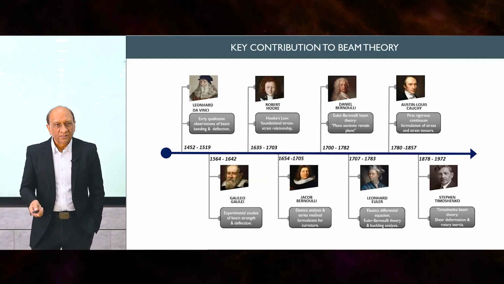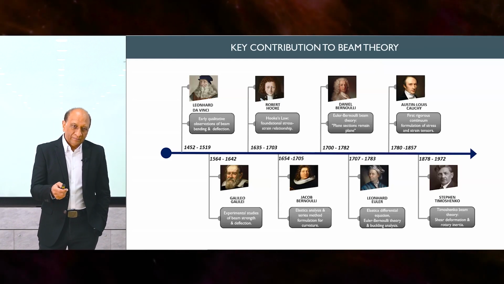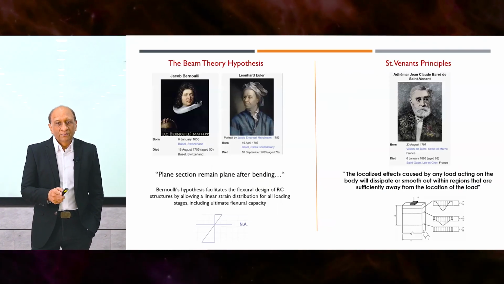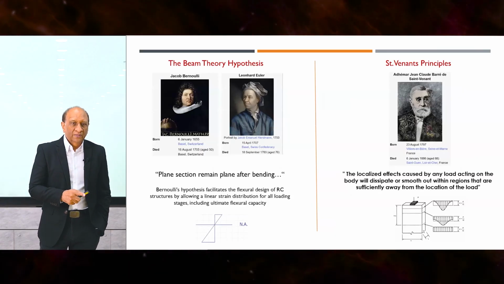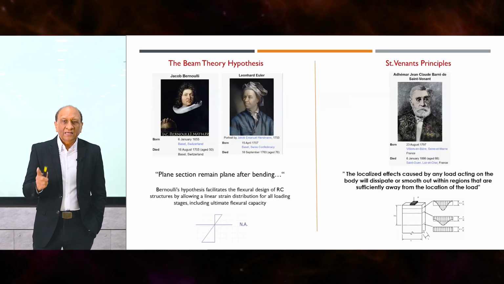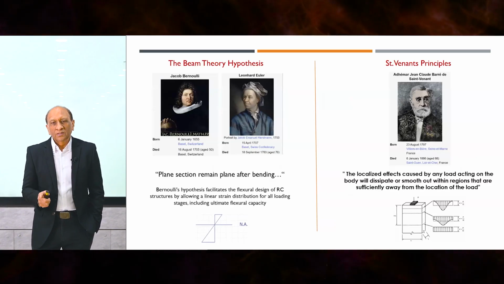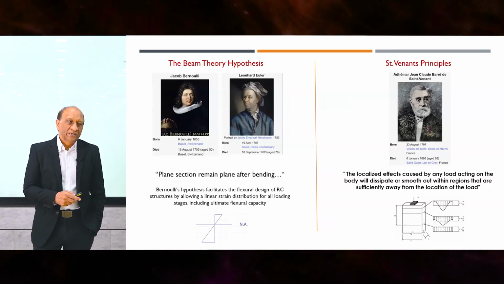So it took hundreds of years before we understood what's going on in a beam. And these two principles, especially, are very important. One is that plane sections remain plane after bending, after Bernoulli and Euler. And the second one is the Saint-Venant principle, which is talking about the local disturbances, whereas the one on the left side is talking about the general deformations in a beam.